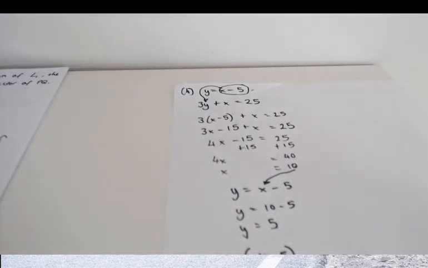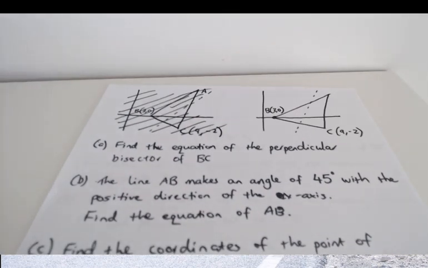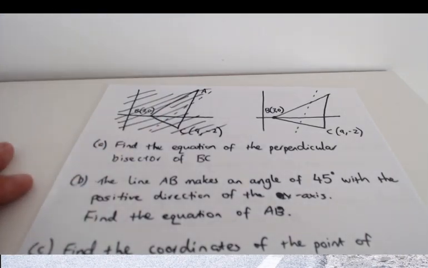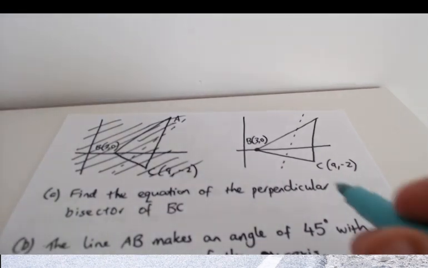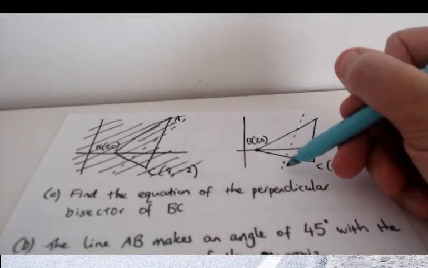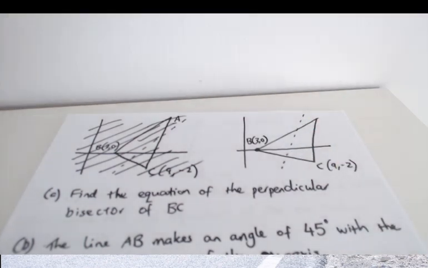Okay, let's try another one. In fact, let's see if you can do this one. Ignore this dodgy picture. Right, part A. Find the equation of the perpendicular bisector of BC. That's the dotted line that I've drawn in for you. I want the equation of the dotted line.